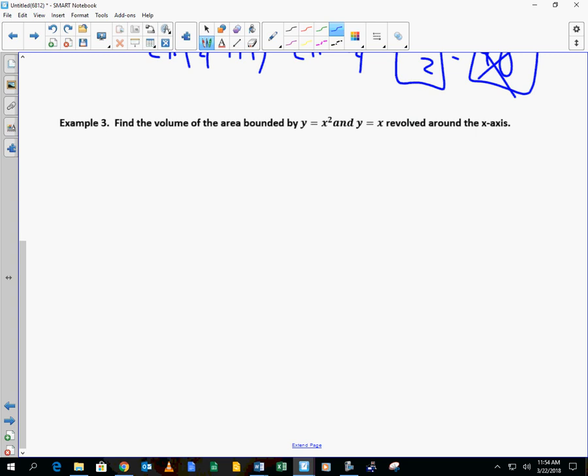Okay, let's do the last one. I love this last example. I used to not include it, but this is a great example because it shows us how you can use the cylindrical method even if you don't have to. Okay, let's look at it.